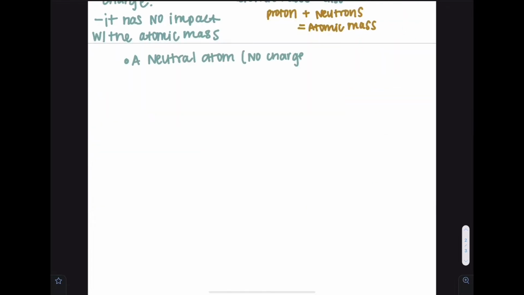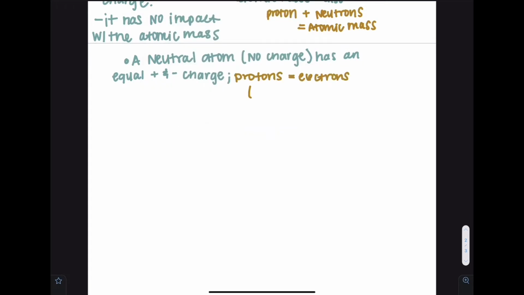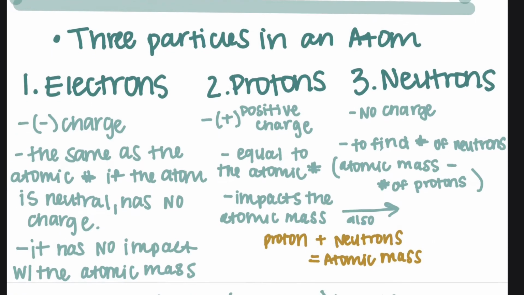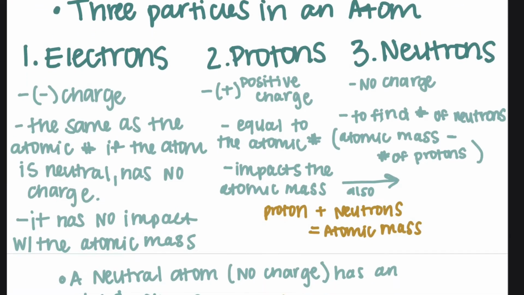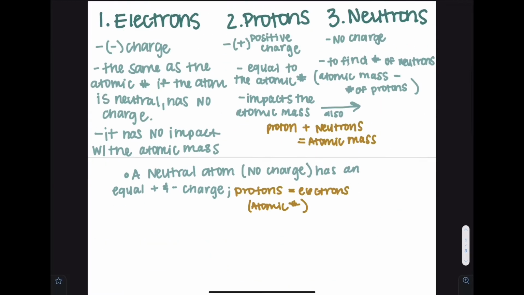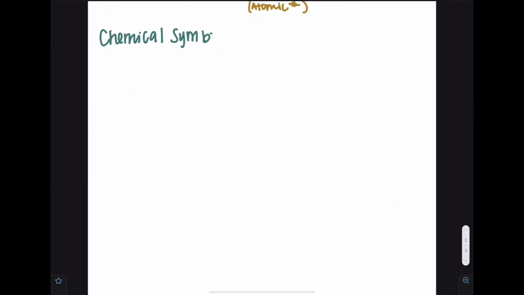Like I said, a neutral atom has no charge and it has an equal positive and negative charge, which just means that protons and electrons are equal. So if you just sum it up, electrons and protons will be equal if it's neutral. If not, you can just subtract them and you will find the charge.